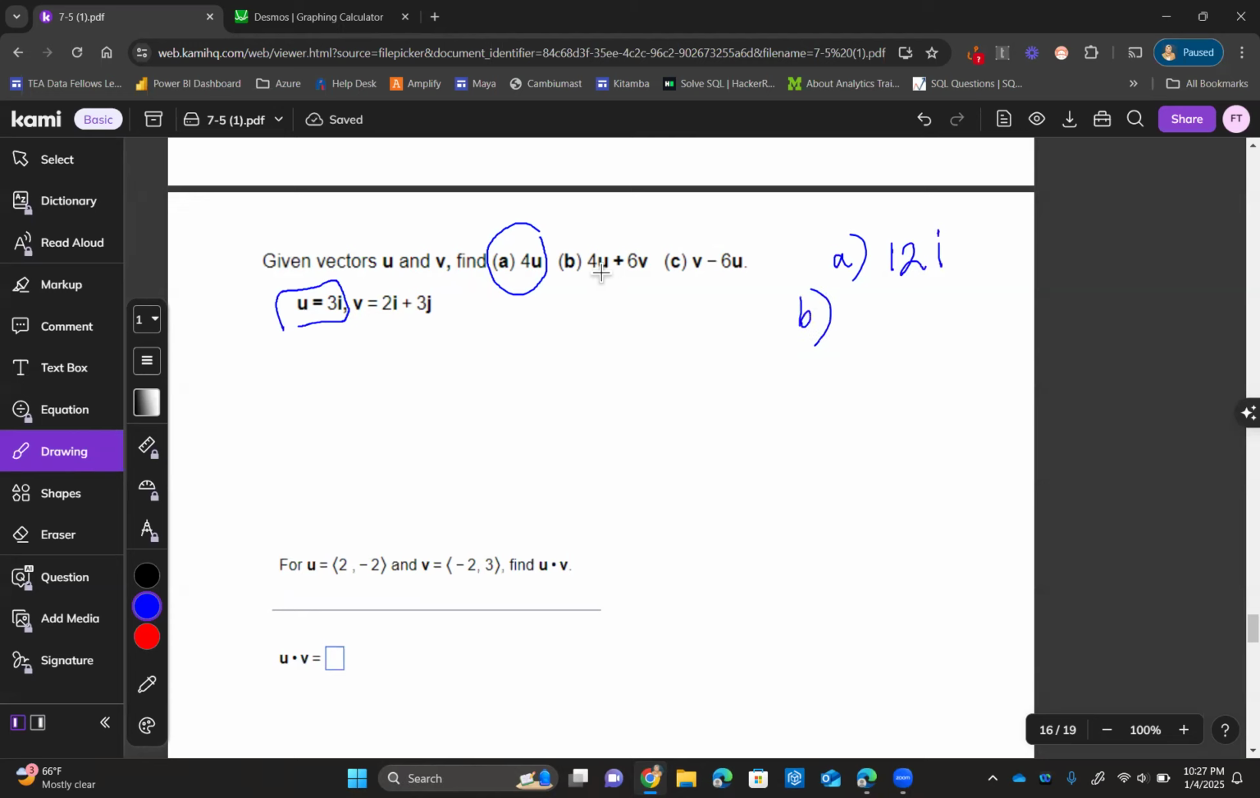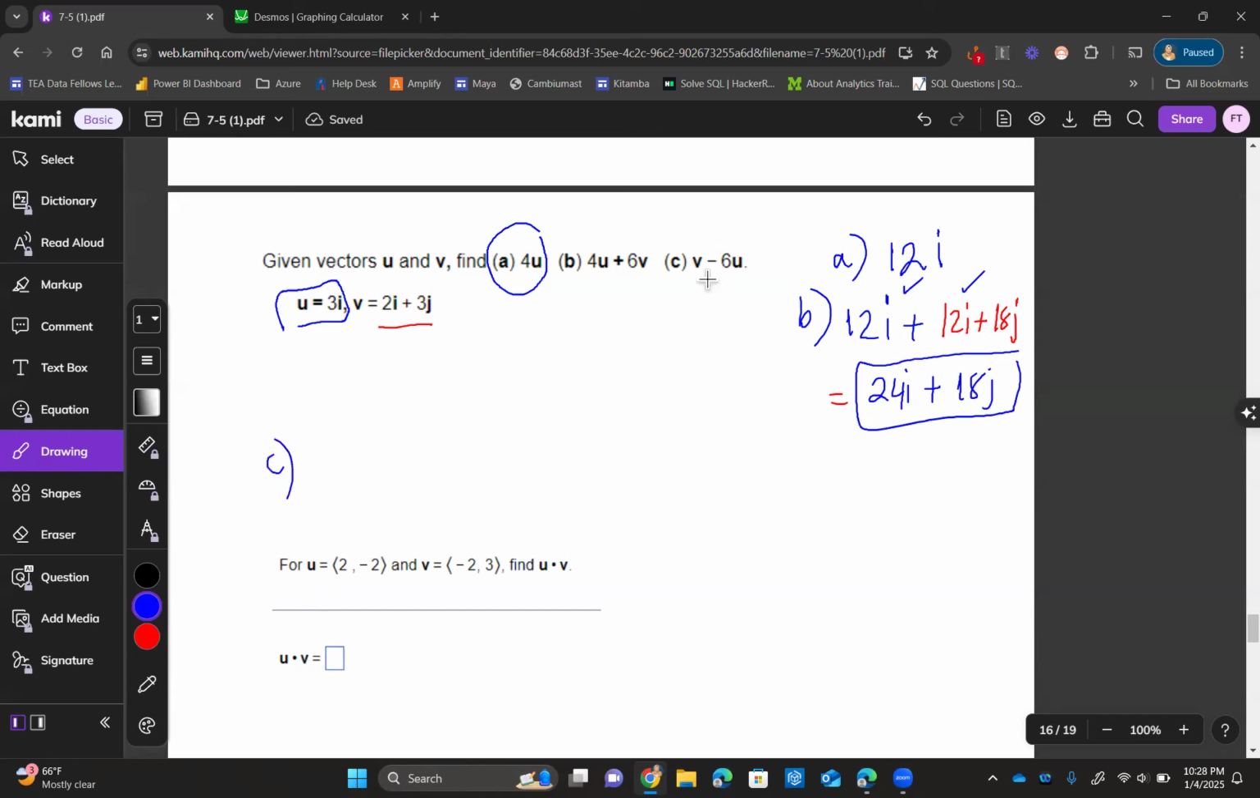For part B, first I need to find the 4u, so 4 times 3i is 12i. And then I have to find the 6v. So we're going to multiply the vector v by 6. So 6 times 2i is 12i. And then 6 times 3 is 18j. Before we move to the next part, we have to combine the like terms. 12i and 12i, that makes a total of 24i. And then we have the 18j next. This is how we do part B.